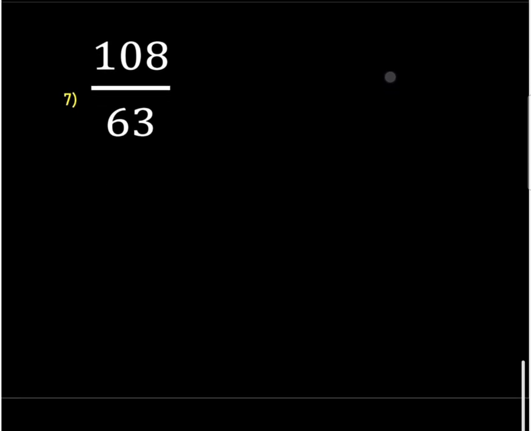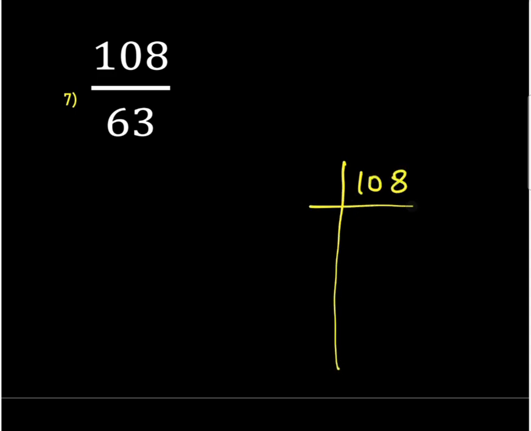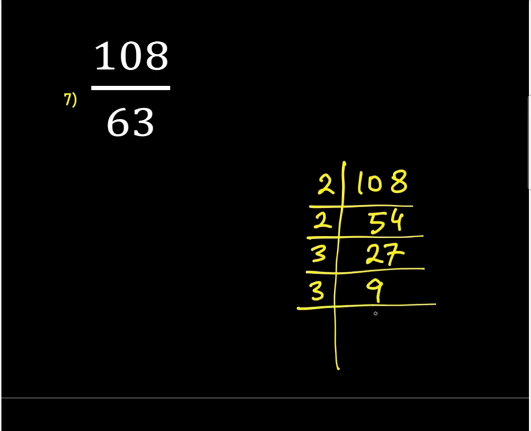Next question, we have 108 over 63. Factor 108 into its prime numbers. 108 divided by 2 is 54. Divide 54 by 2, we get 27. 27 divided by 3, we get 9. Divide by 3 again, we get 3. Divide by 3, we get 1.